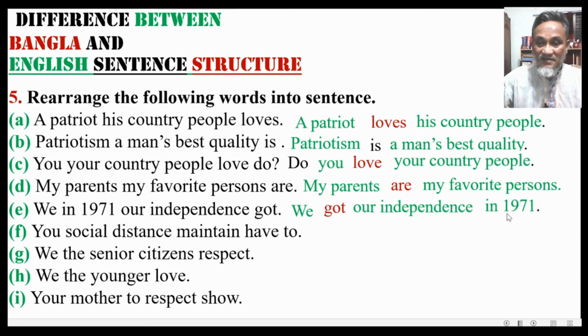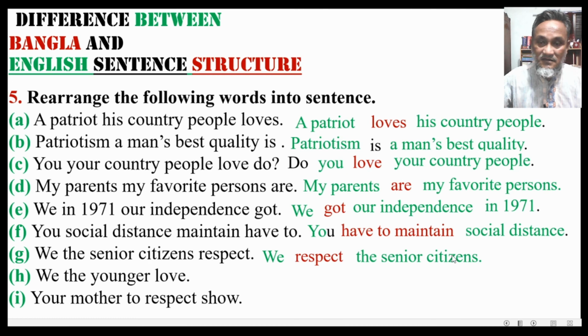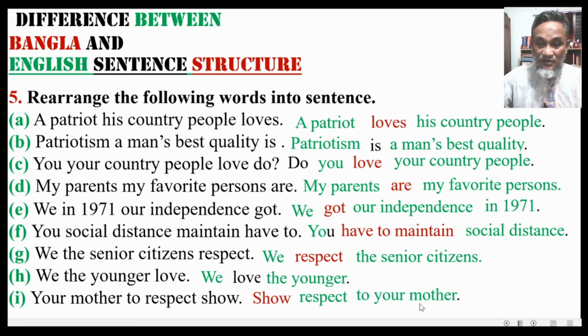You can place the adverb in different ways. You have to maintain social distance. You, subject, have to maintain, a main verb, infinitive verb. Then we, then respect, verb, the senior citizen, object. Then we, then love the younger. Then show, verb, respect to your mother in person.